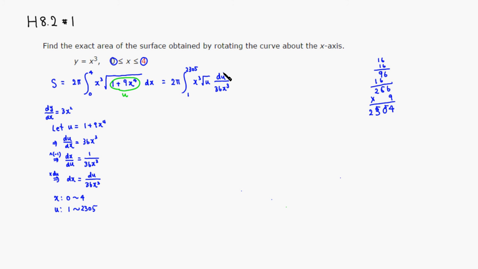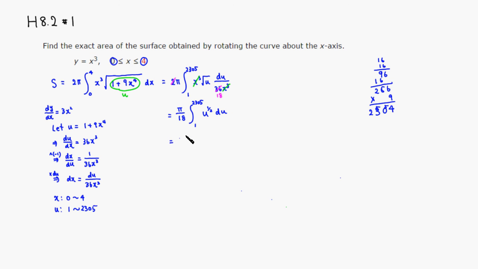All right, so let's clean this up a little bit. We can cancel x cubed on top and x cubed on the bottom. Then we can bring the 36 outside. Actually, I'm going to go ahead and cancel 2 and 36, so it's going to be 18. So what you get is there's pi, then it's 18 on the bottom, then you have an integral from 1 to 2,305, and the square root I don't like, so I'm going to write it as a 1/2 power. Then you have du.